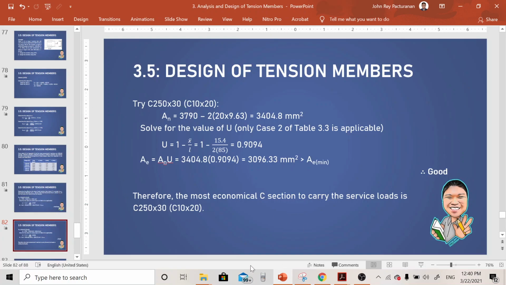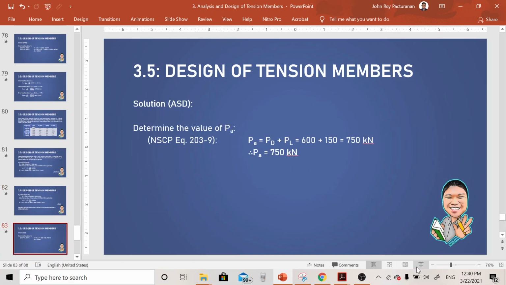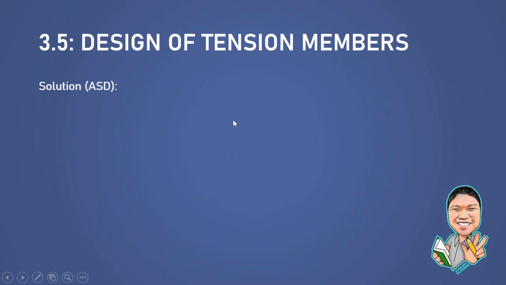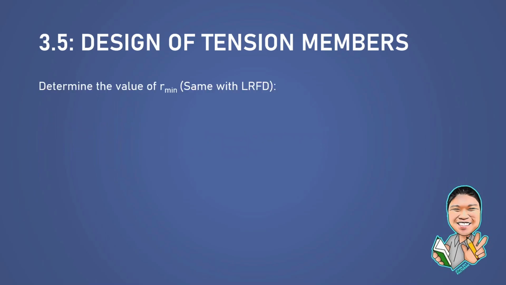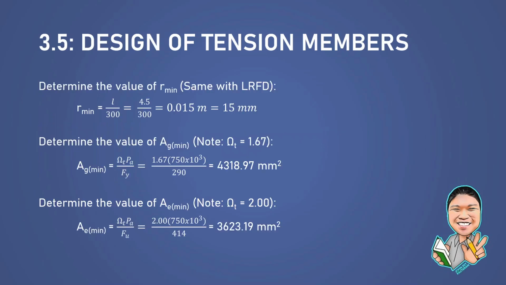However, since hindi lang naman LRFD ang gagamitin natin, this time ASD na, kung sakaling ang pinili mong design process is ASD, determine muna natin yung PA, which is ang gagawin mo lang naman dito ay dead load and live load. PA equals PD plus PL. So, just take the sum. 750 kilonewton ang design load natin. Then, next, yung tatlo, siguro i-flash ko na lang siya. Ito lang naman for R minimum, parehas lang daw siya ni LRFD.